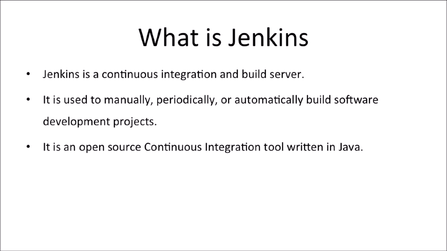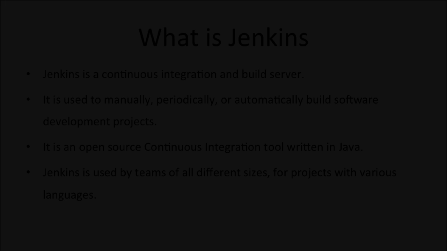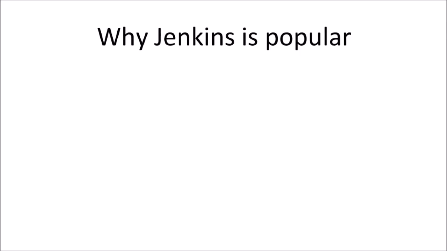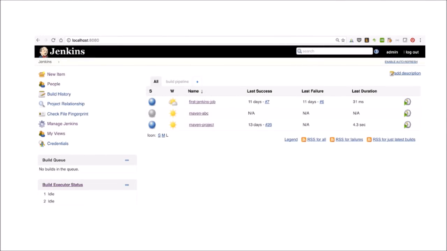Jenkins is an open-source continuous integration tool written in Java. Jenkins is used by teams of different sizes for projects with various languages such as Java, .NET, PHP, Ruby, Groovy, etc. So why has Jenkins been so widely used? Firstly, it's very easy to use. The UI is simple, intuitive, and visually appealing. And Jenkins as a whole has a relatively low learning curve.